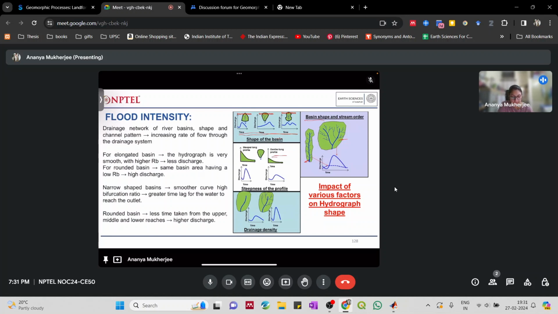And then obviously drainage density, it depends, you also have to factor in the kind of geological setup that is present over there, as well as the shape and the number of stream orders. So if you have higher drainage density, then the peak discharge can be reached much faster compared to a drainage basin which has lower drainage density.